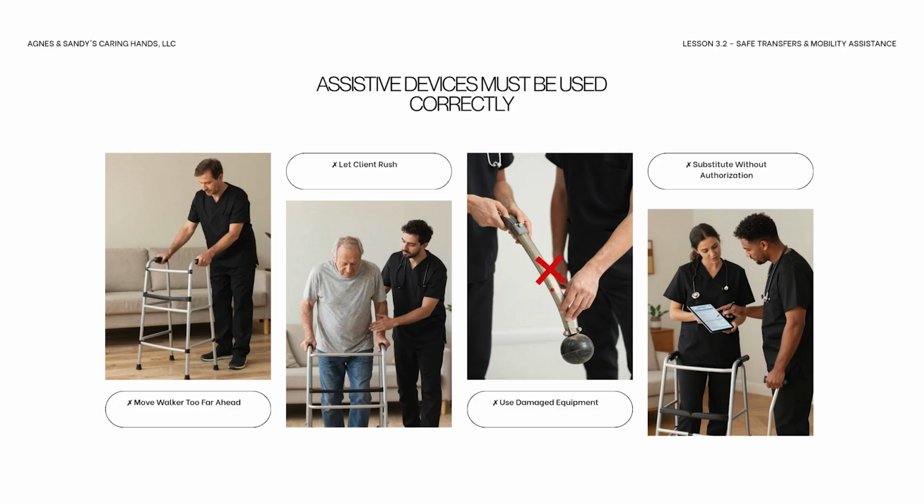Assistive devices only improve safety when they are used correctly. Never encourage a client to use a damaged walker or cane. Do not replace one type of device with another unless that change has been authorized. Make sure there is enough room for the device to move safely through the environment. If equipment appears broken, loose, unstable, or unsafe, report it promptly.